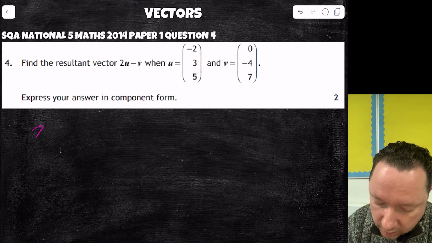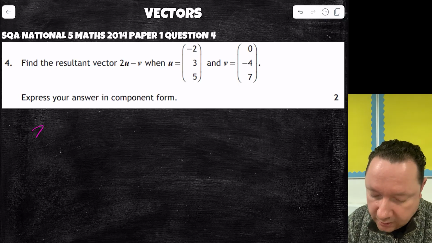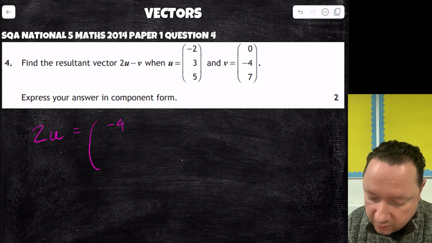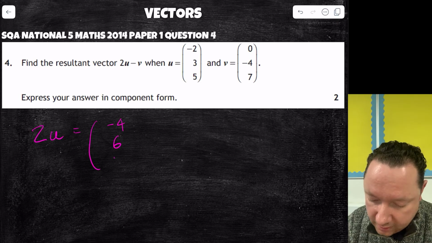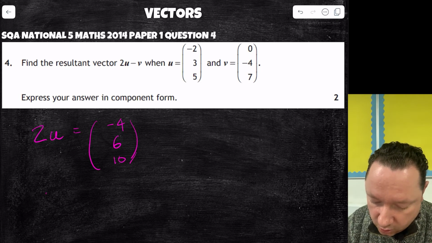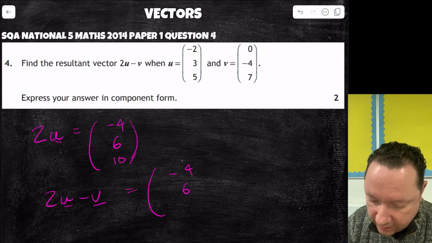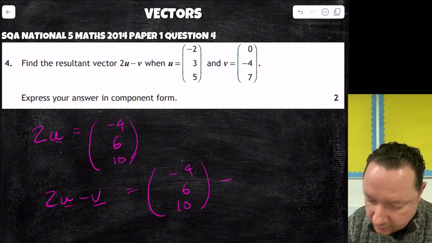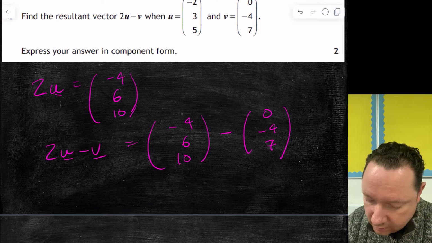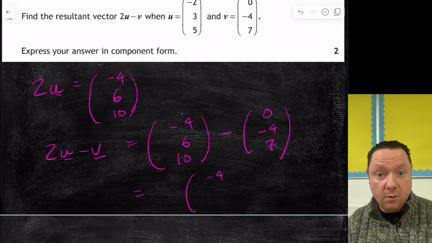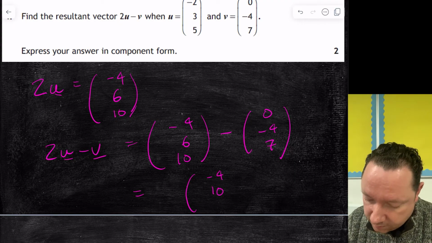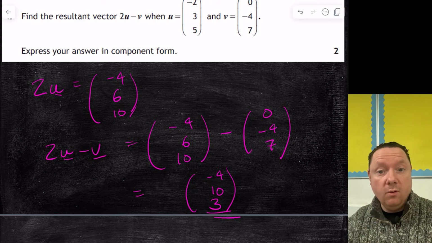So 2u is equal to 2 times minus 2 is minus 4, 2 times 3 is 6, 2 fives is 10. So that means that 2u minus v is equal to minus 4, 6 and 10, take away 0, minus 4 and 7. Minus 4 minus 0 is minus 4. 6 minus minus 4, that's plus, so it's 10. And 10 minus 7 is 3. It says leave your answer in component form. That is actually component form, so we're done there.